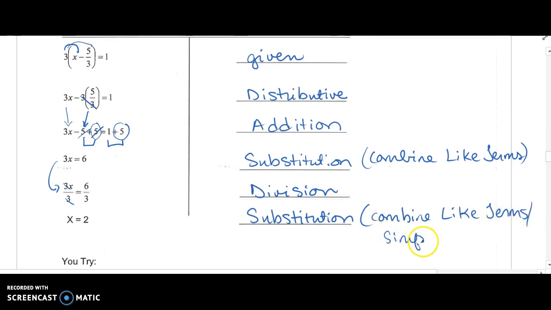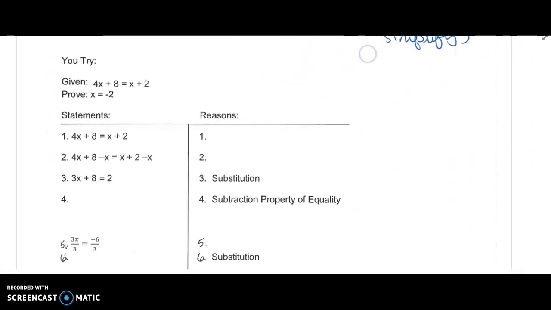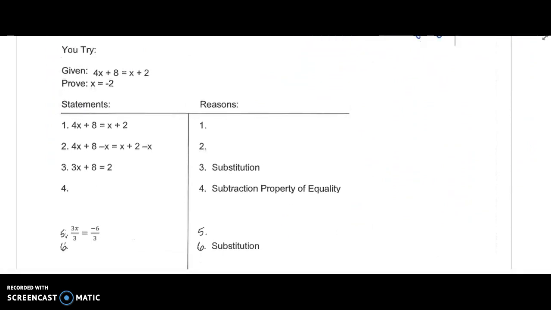Or simplifying it. And again, you don't have to write out what kind of substitution it is. I'm just doing that for your benefit since there are two different kinds of substitution. So now if you want to pause the video and pick up on the next video, or actually this is the end of this video, it looks like there are several reasons and statements not filled in on this next one. So you try.